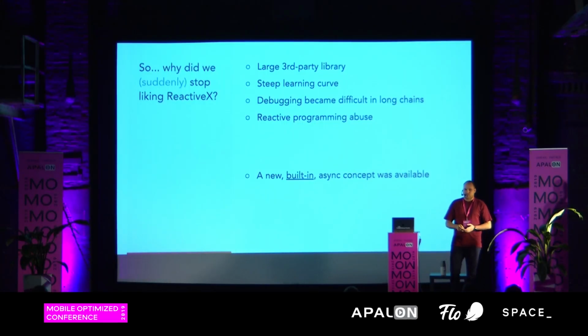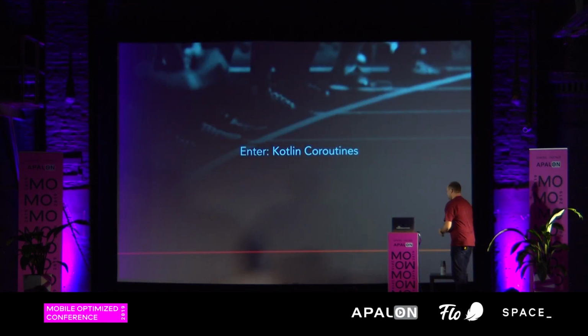Debugging became kind of difficult. In short chains, it's not too bad, but in long chains where you're doing custom transformations, mapping, flat mapping, all of this stuff, it just became difficult. People also started abusing it. Instead of doing for loops for a list of, I don't know, 100 items, you would see people creating observables and then doing streams and then doing some subscription on the stream, maybe even switching threads for a loop of 100 elements. So that's considered abuse. And then finally, a new built-in concept was available, the coroutines, and here we are today.